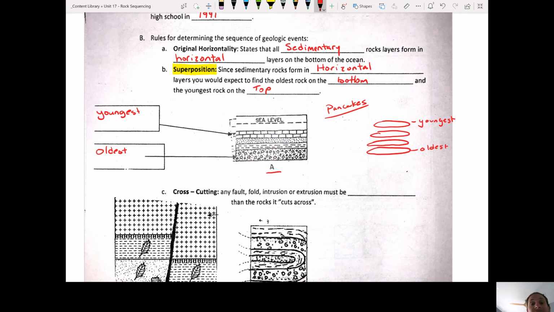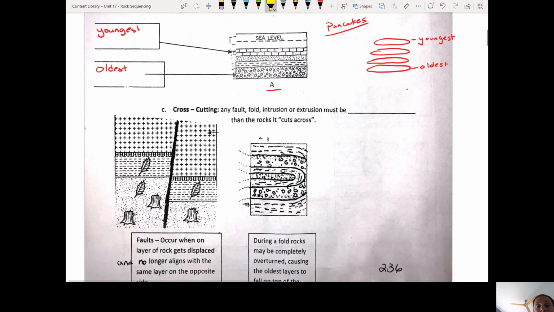Okay, now since all sedimentary rock forms originally in horizontal layers, that means anytime they are disturbed, that event had to have happened after the fact. Okay, so any cross-cutting event, a fold, a fault, an intrusion, extrusion, must be younger than the rock it cuts across.